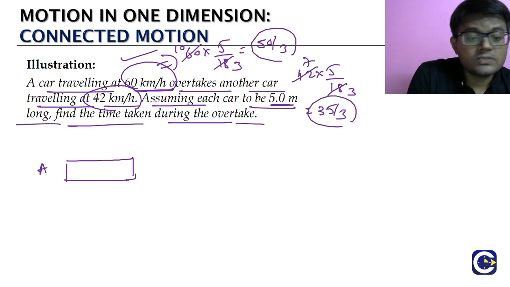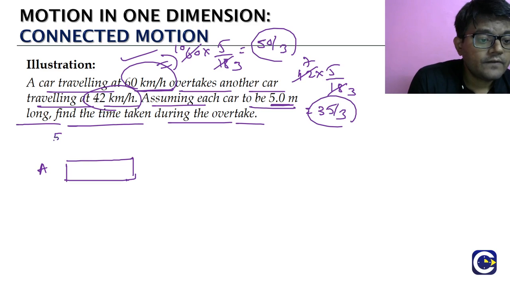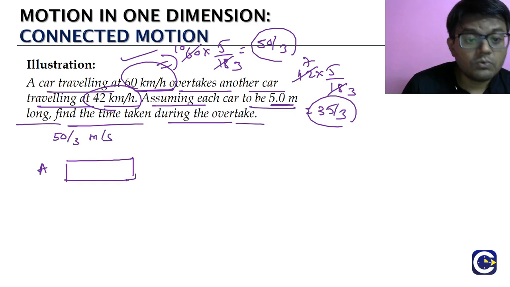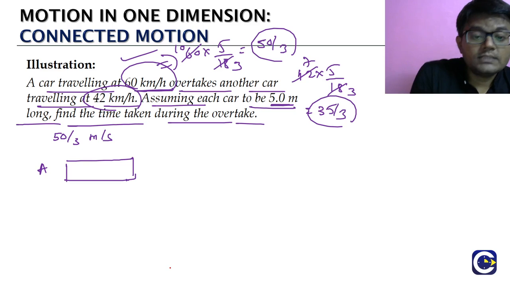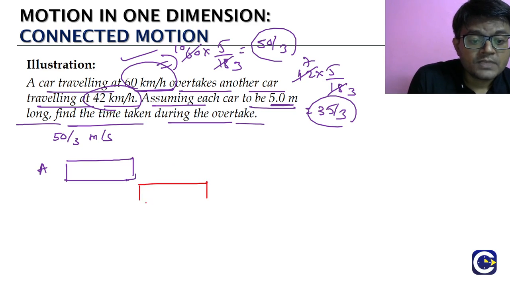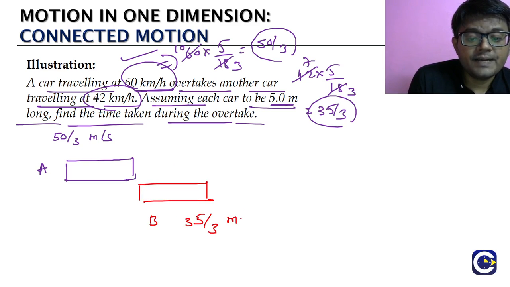Now car A, which is going at how much? 50 by 3 meter per second. This is the speed in terms of the SI unit. A is going to overtake the second car, which is traveling a little slower. What is the speed of the second car? 35 by 3 meter per second. This is the second car, car B. What is the speed? 35 by 3 meter per second.